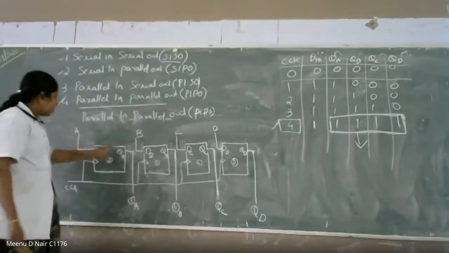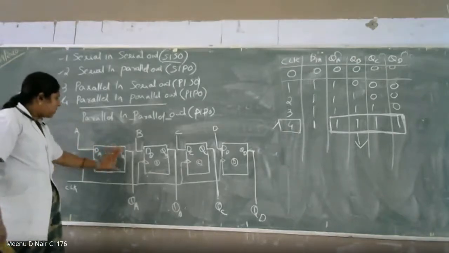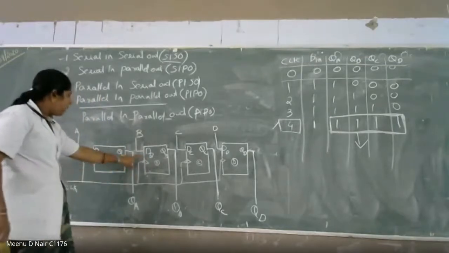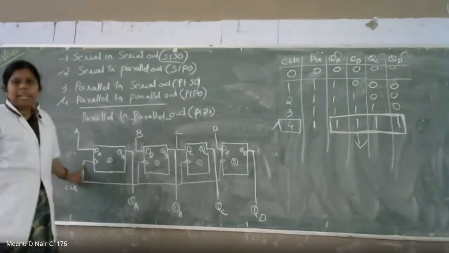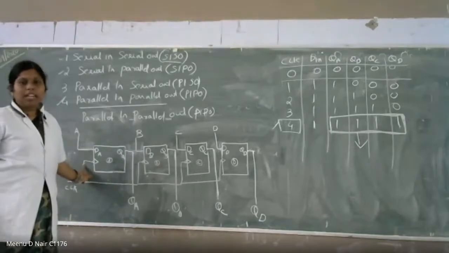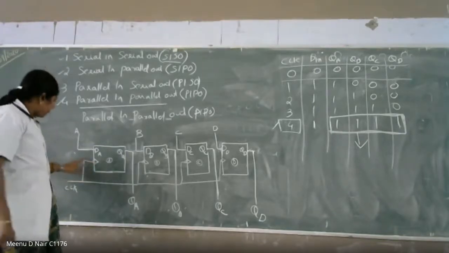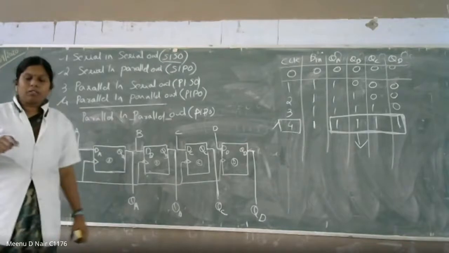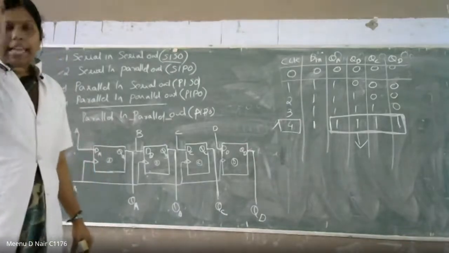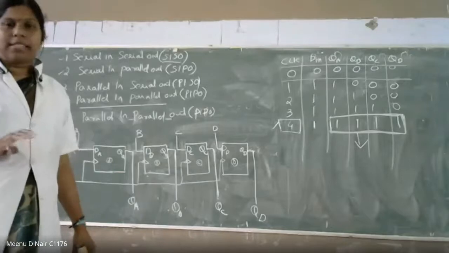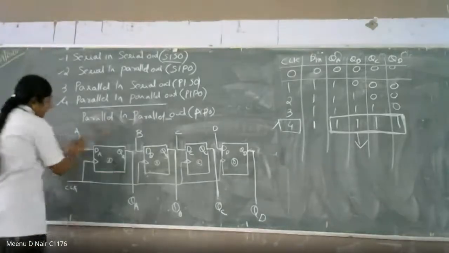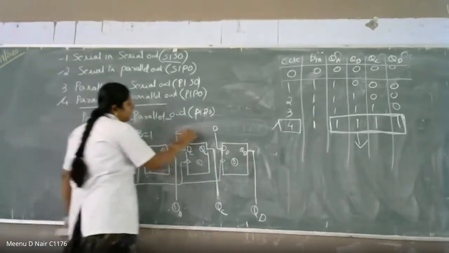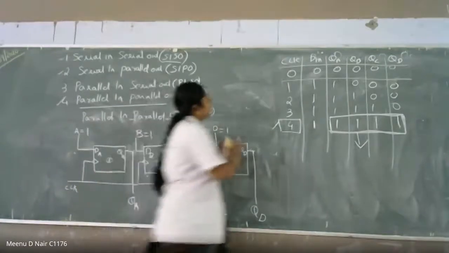There is no connection between two flip-flops. The only common point is that you are giving the same clock pulse to all the flip-flops. So at the same clock pulse, all the flip-flops will give the output at the same time. There are separate inputs and separate outputs. So A is equal to 1, B is equal to 1, C is equal to 1, D is equal to 1. That is the input you are going to give.